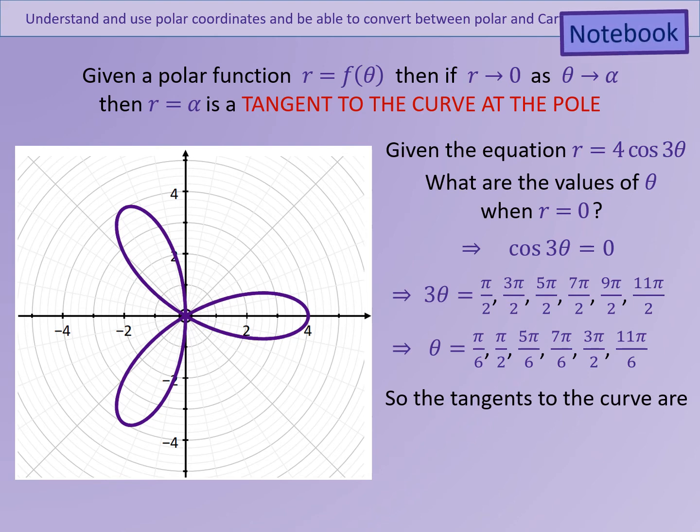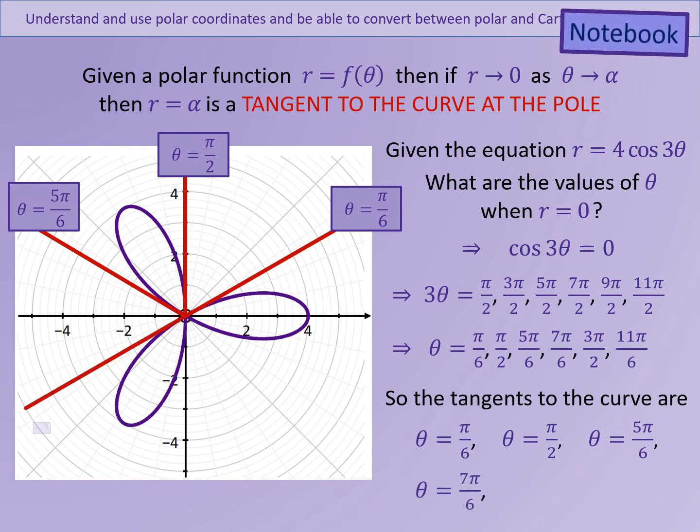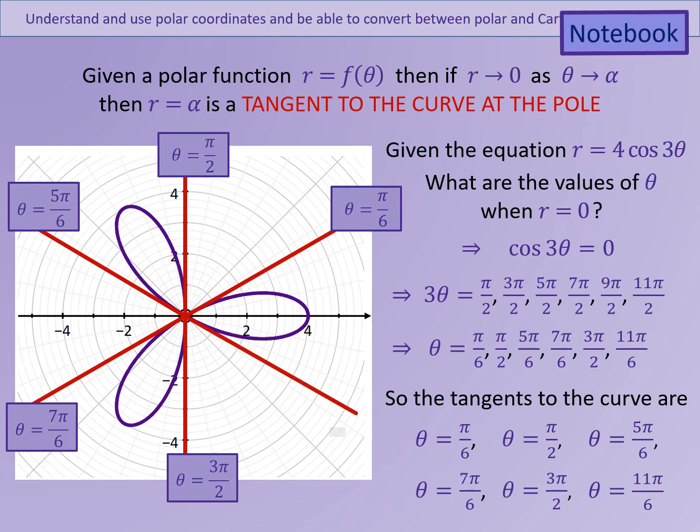These tangents correspond to these lines. This is the line theta equals pi by 6. This is the line theta equals pi by 2. This is the line theta equals 5 pi by 6, the line theta equals 7 pi by 6, the line theta equals 3 pi by 2, and finally theta equals 11 pi by 6.